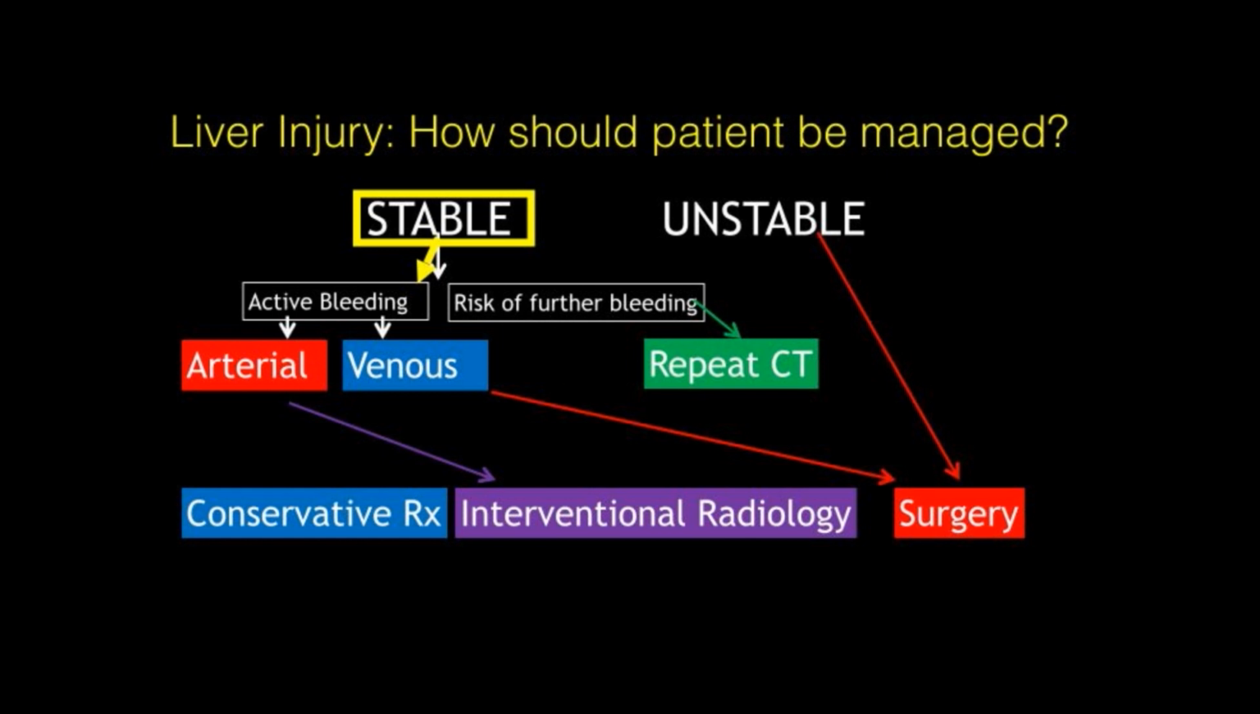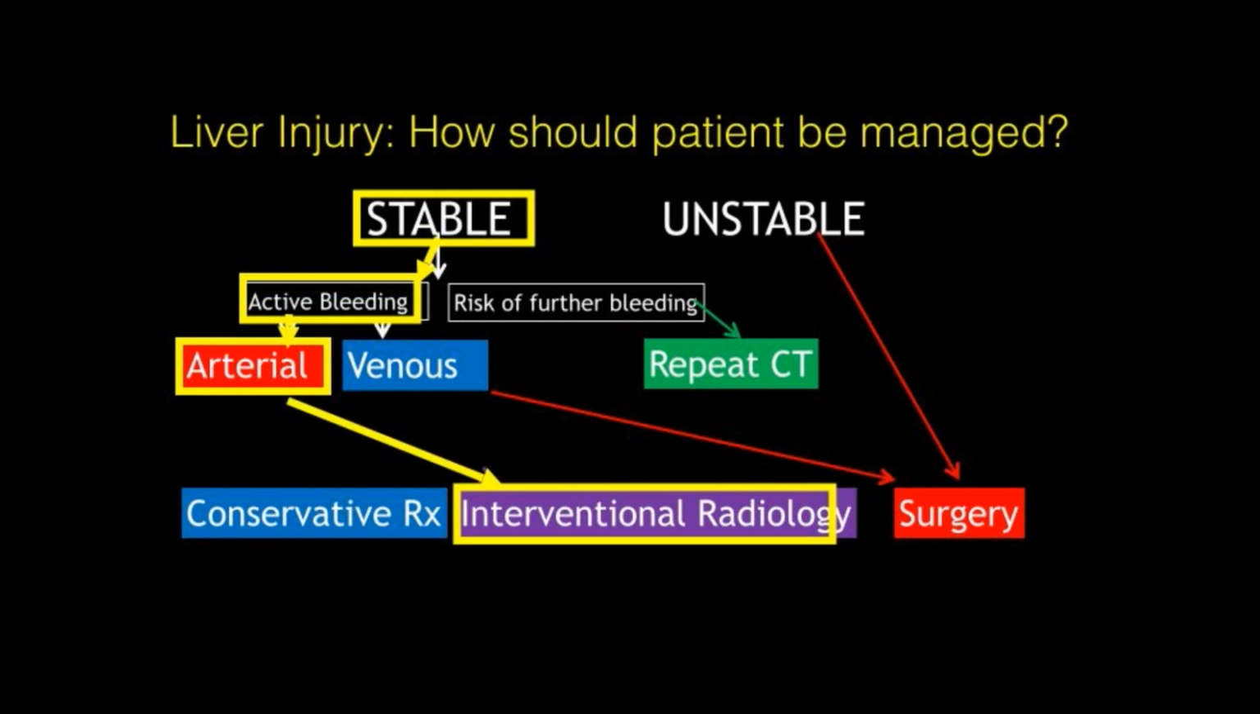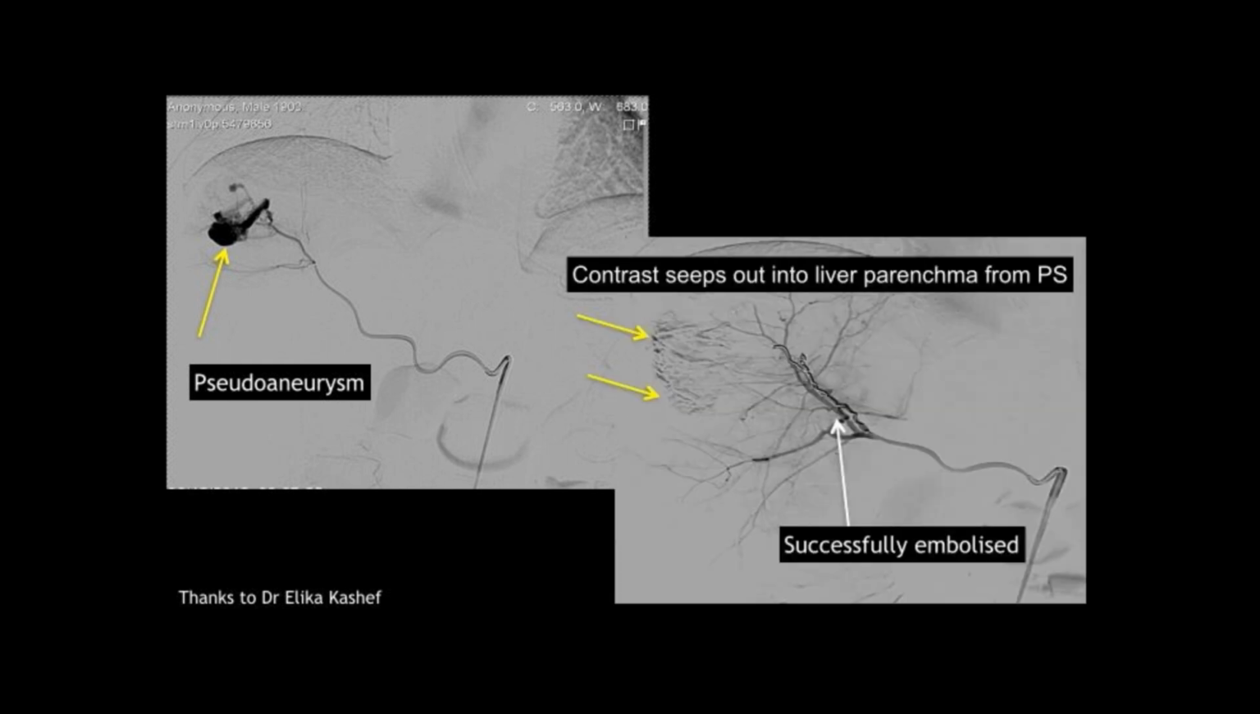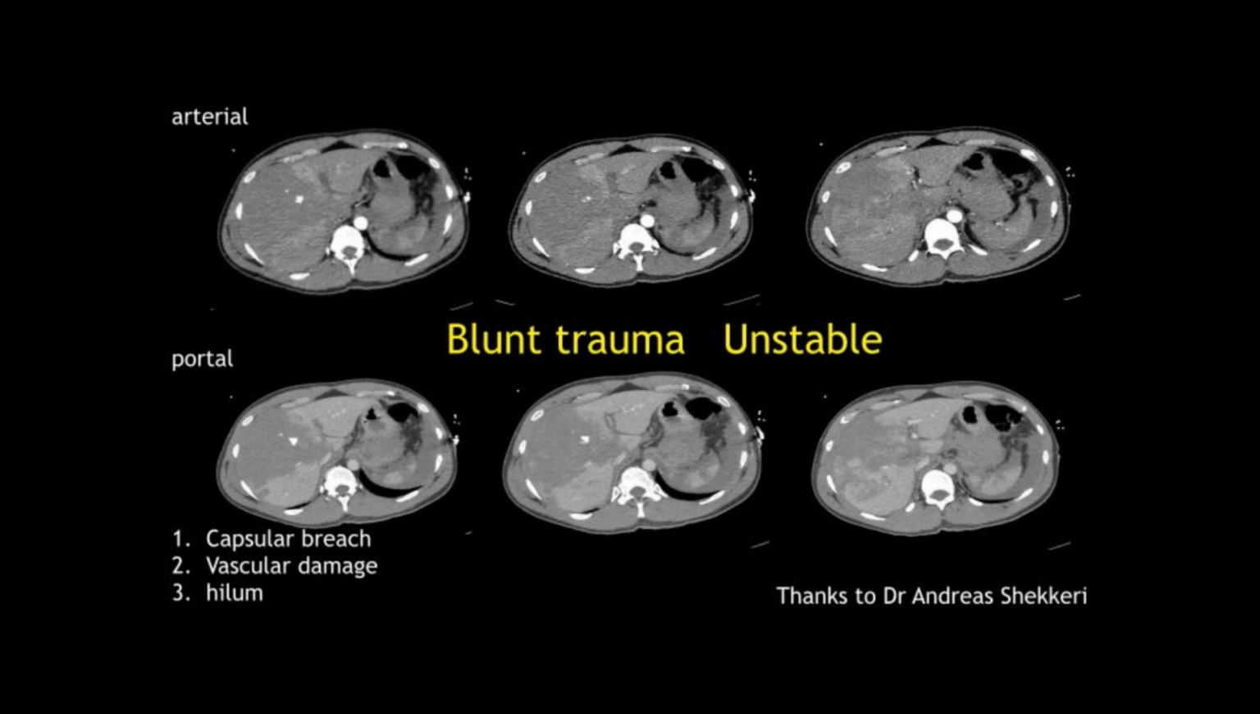So, this patient is stable. That's the most important thing. If they were unstable, they'd have to go to surgery, wouldn't they? But they've got active bleeding, and it's arterial. It's a pseudoaneurysm, and so they are a candidate for interventional radiology. And therefore, as you have all correctly chosen, they should have angiography. And here's the angiogram, and actually that pseudoaneurysm is so much bigger on the angiogram than it was on the CT, isn't it?